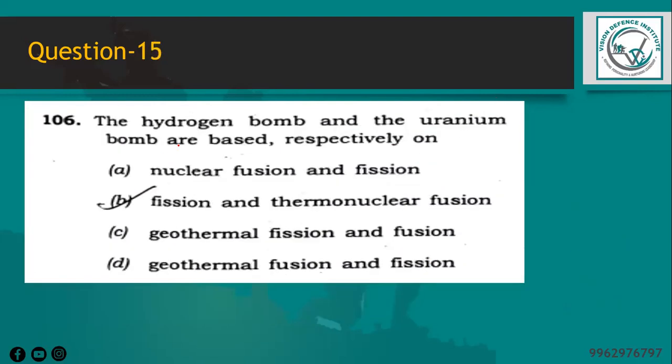Next one is, the hydrogen bomb and uranium bomb are based respectively on. Obviously, the answer is going to be fission and thermonuclear fusion. Because while the uranium bomb is used, what happens? The hydrogen bomb is based on thermonuclear fusion and the uranium bomb is based on nuclear fission. So the right option is fission and thermonuclear fusion.